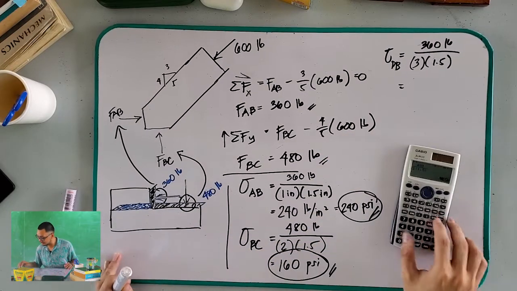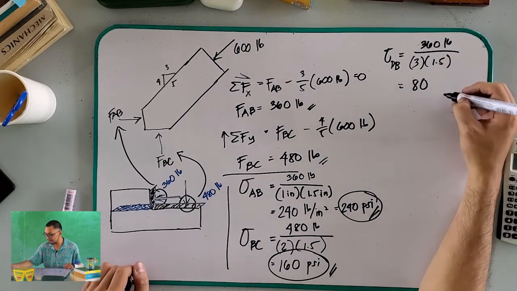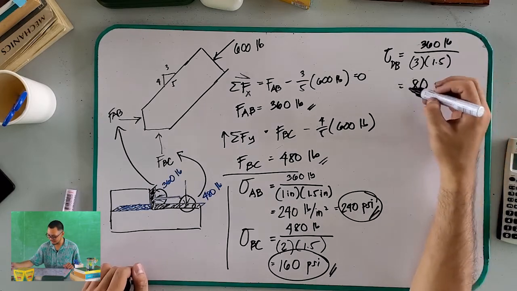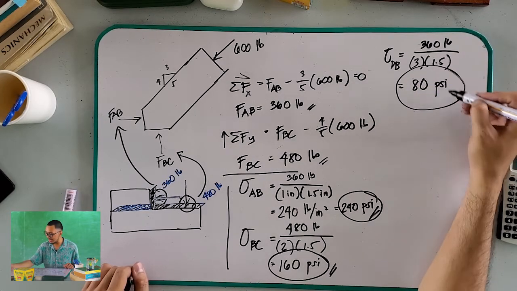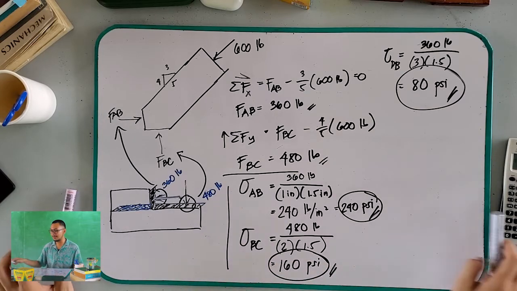So, calcio 80 psi. So, these are your answers for this problem.